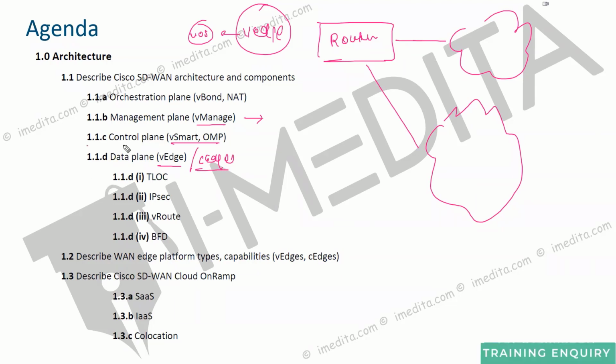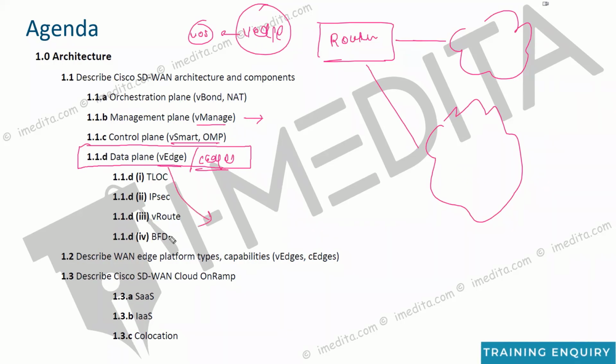In short, for the data plane, these are the routers responsible for forwarding the data inside and outside of the company. Two types of router you may see in your production environment with Cisco SD-WAN: one is the vEdge router, one is the cEdge router.